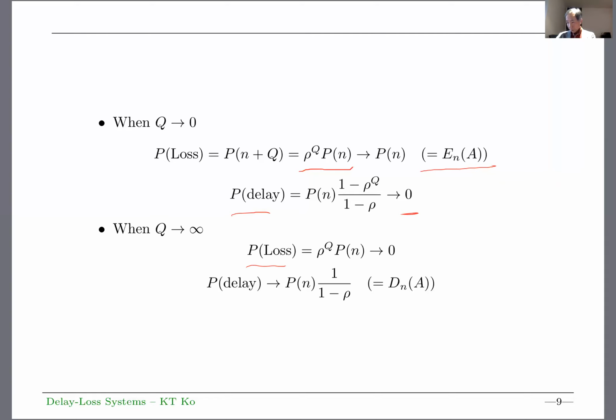What about the probability of delay? If you look at this equation here, when rho^Q is very small, it will become this, which is the same definition as the Erlang delay formula. So with this finished, we can look at the application.